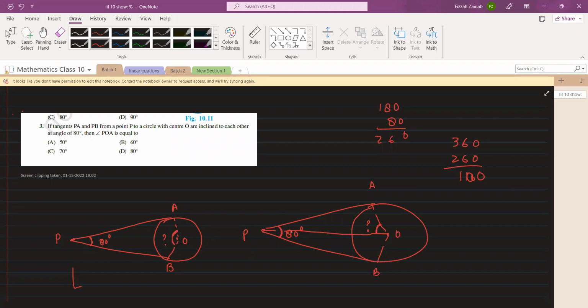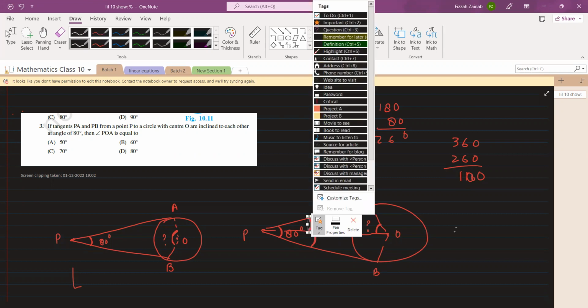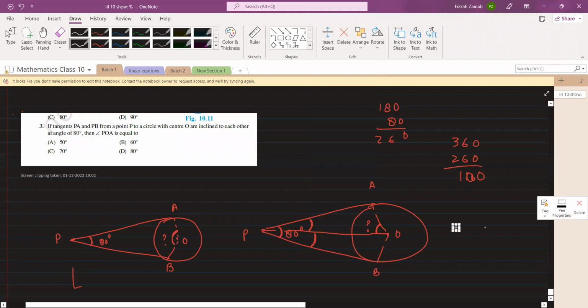So it'll be 40. AP will be 40. But we don't know whether this is an angle bisector or not, right? We cannot simply divide the angle like that. If we know that these two angles are equal, that this half angle and this half angle are equal, then we can divide it into two equal parts. Understand? Everybody getting it?